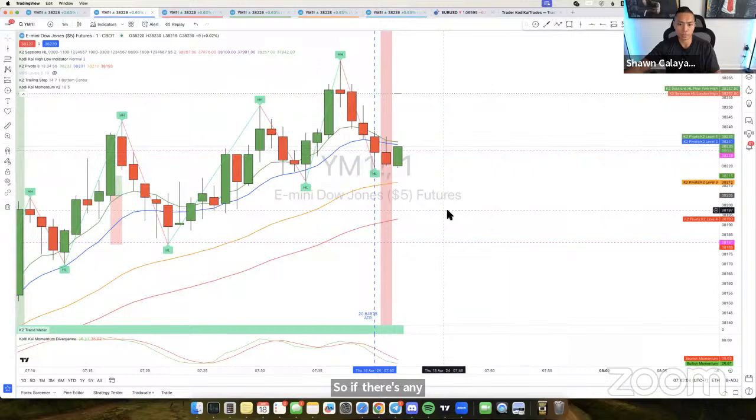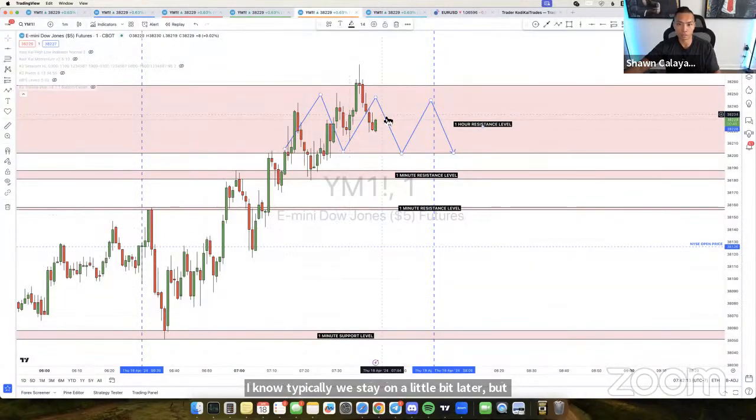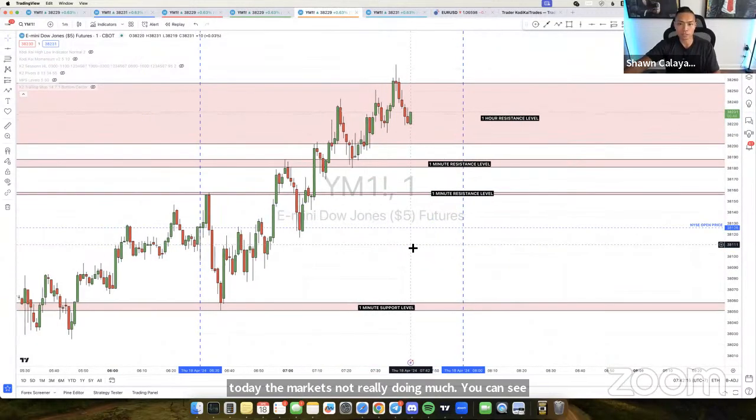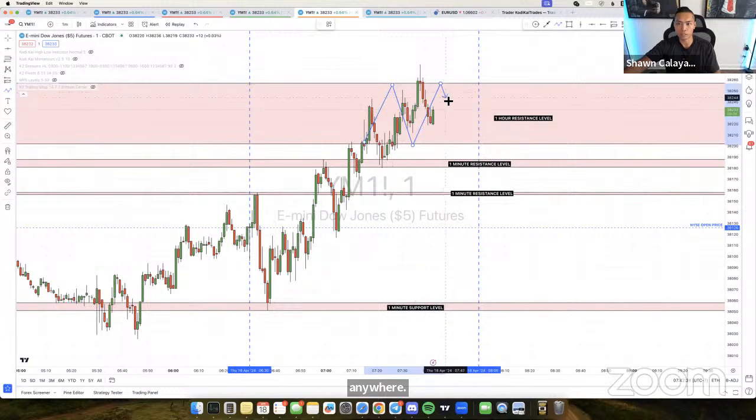I know typically we stay on a little bit later, but today the market's not really doing much. You can see over here from the clean chart, this is a clear representation of why you shouldn't be trading right now, because you can see the market is not going anywhere. It looks like price is moving directional, but realistically, it's just faking out between this 1 hour resistance level right here. So it's just going to keep going back and forth.